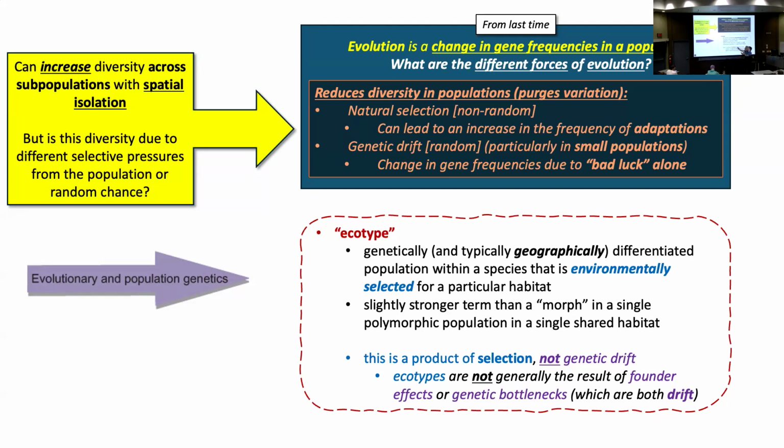So that's what I mean by ecotype, is that it's a genetically and usually geographically differentiated population within a species that is environmentally selected, slightly stronger than a morph. This is a product of selection. It's not genetic drift. So it's not the result of founder effects. It's not the result of genetic bottlenecks. If those are what's going on, then we wouldn't refer to it as an ecotype. Question.